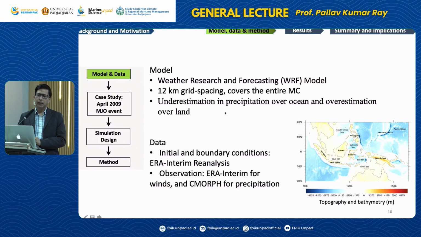And there is a common weakness that we have in numerical models, including the Weather Research and Forecasting model, that it typically underestimates precipitation over ocean and overestimates precipitation over land. So this is something you'll have to keep in mind. There is a weakness in the model, and I'm using several other data sets to basically run the model, so I'm not getting into details of those.